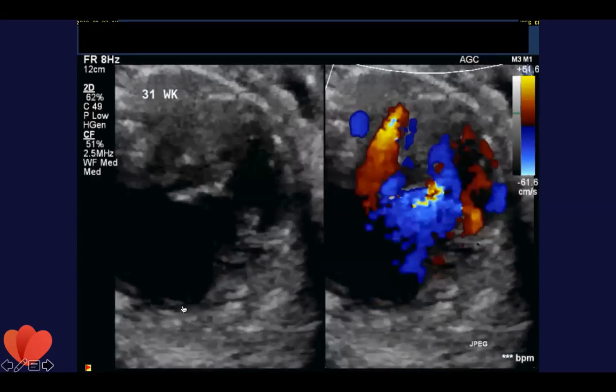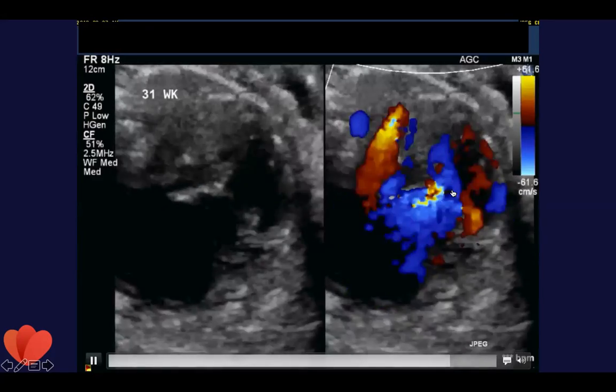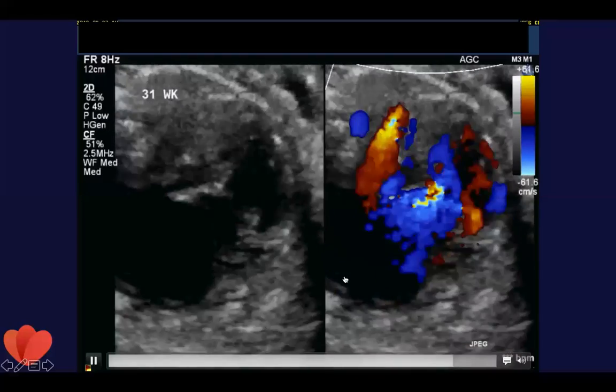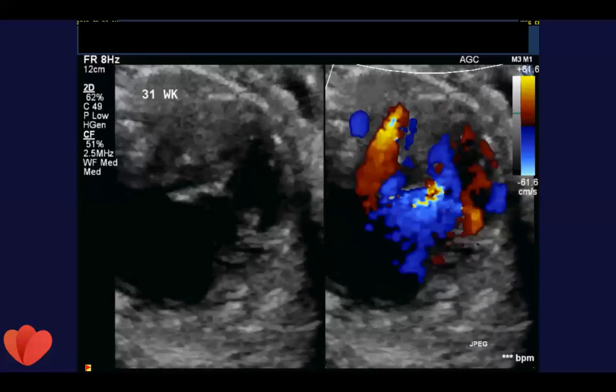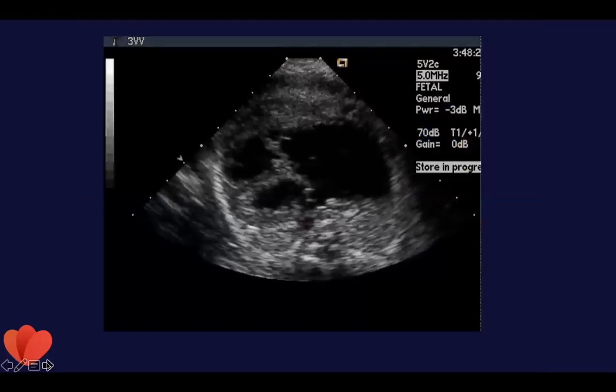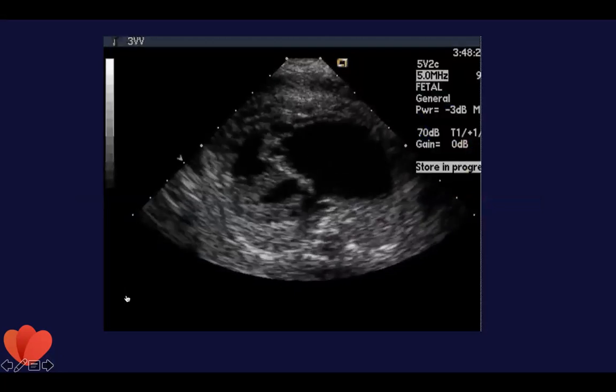Now, when you put color on the tricuspid valve, you can see that the insufficiency starts lower in the apex and goes all the way to the top of the RA, which would be consistent with severe insufficiency. This is probably one of the most severe Ebstein's cases I have seen.